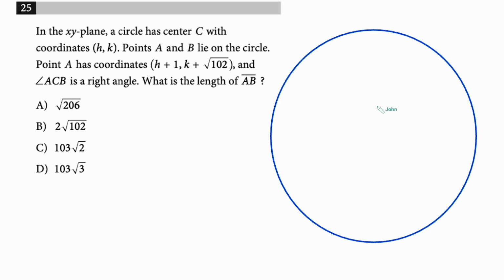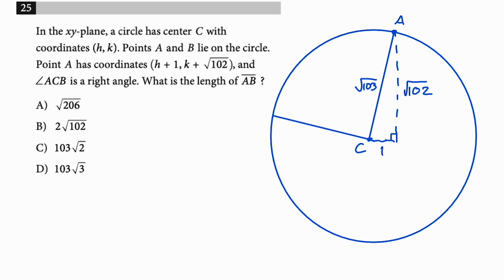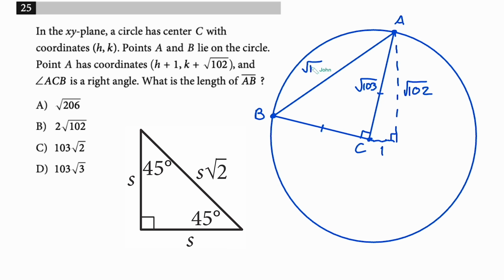We know that point A is 1 to the right and root 102 up from C, and so the radius of the circle must be root 103 by the Pythagorean theorem. We'll put our point B out here so that BC is perpendicular to AC. And now the key insight is that we have this isosceles right triangle, which must be a 45-45-90, and so the hypotenuse is root 2 times the length of the legs, so that's root 206.